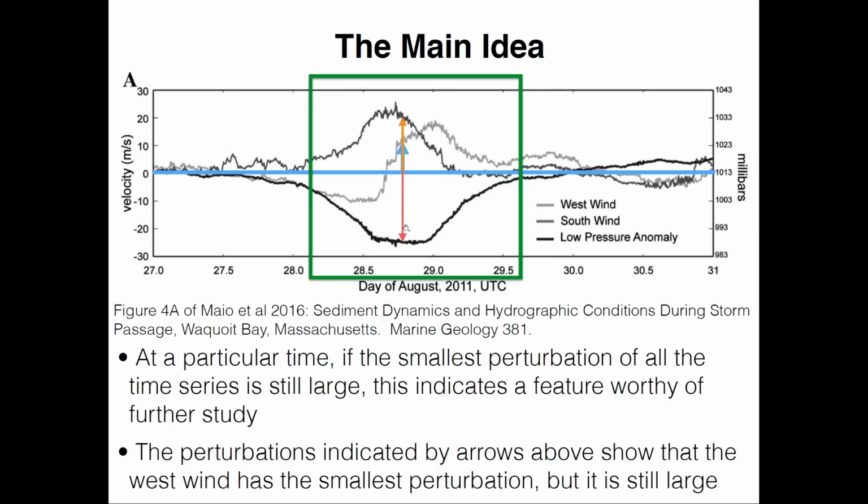If the smallest perturbation is still large, that means everything is perturbed. And so we can see at this point right here, we have red and orange and blue, but blue is still considerably perturbed from the background. And so the smallest perturbation, which is blue, is still large. And sure enough, it indicates a time when all three of the series are deviating from their background state.